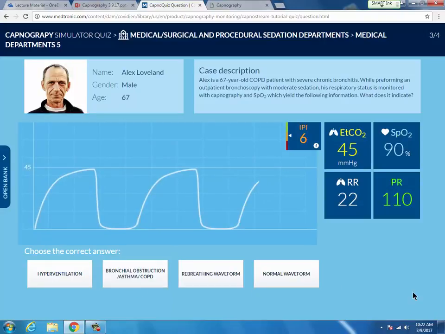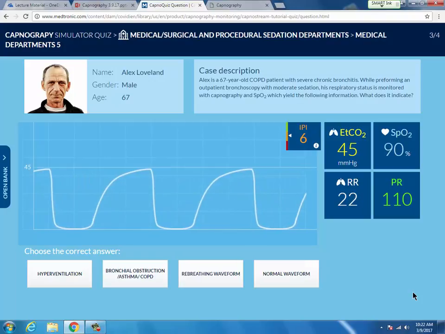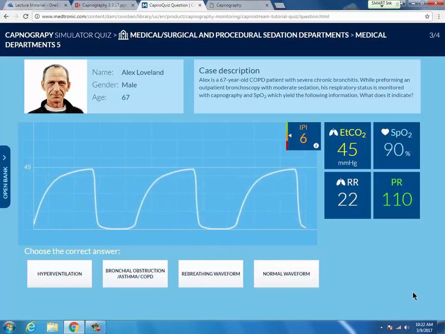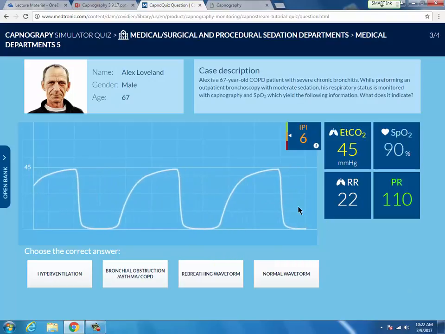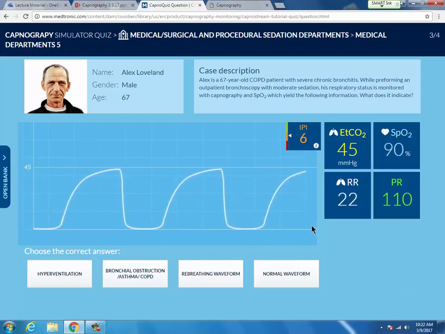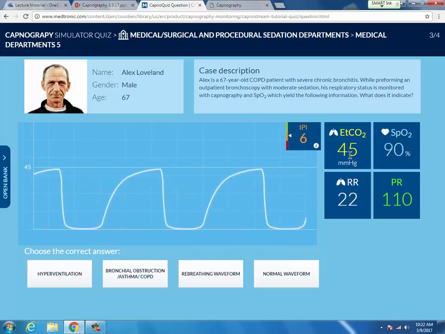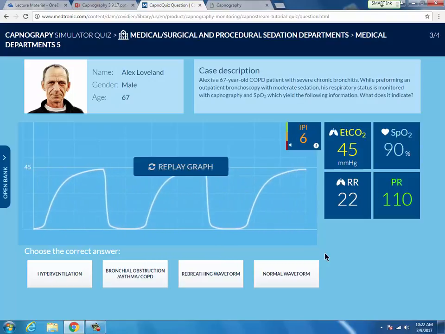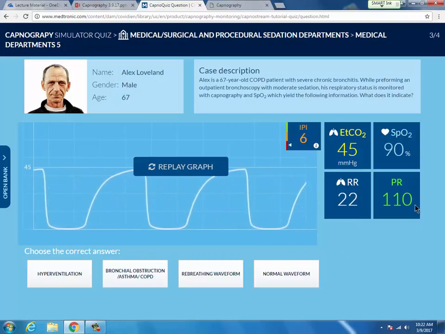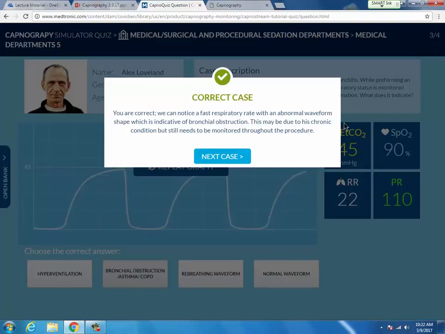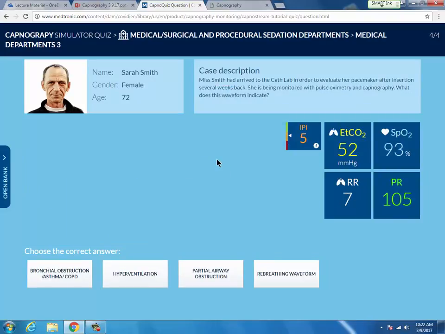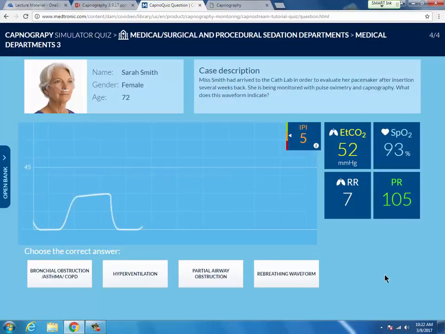All right, Alex, chronic bronchitis. While undergoing an outpatient bronchoscopy under moderate sedation, his respiratory status is monitored with capnography and SpO2. They yield the following information: ETCO2 45, SpO2 90%, respiratory rate 22, pulse rate 110. And he has that history there too. Yep. All right, that's not Sarah. There you go. Hey, Sarah.